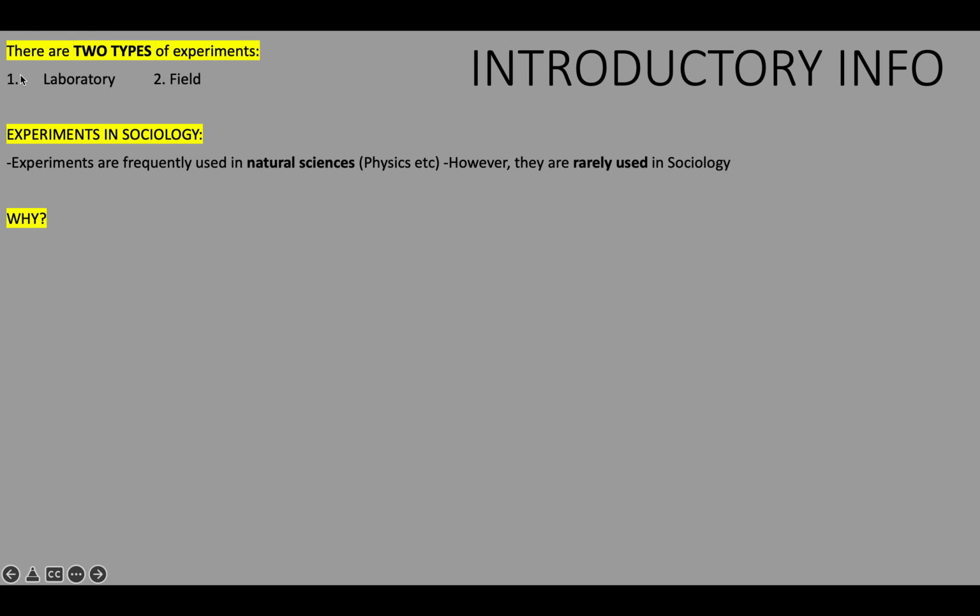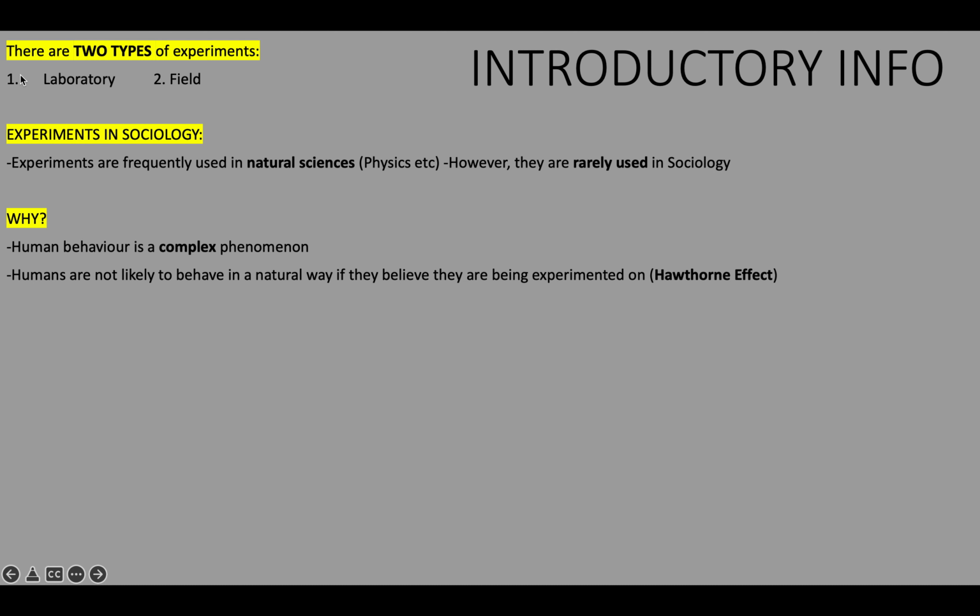First of all, whenever we are studying human behavior, human behavior is really quite complex. And if humans know that they are being experimented on, it's likely to alter how natural their behavior becomes. As soon as we know we're being experimented on, our behavior may become less natural. Thus, the Hawthorne effect kicks in. And obviously, we know the Hawthorne effect can impact things like validity.